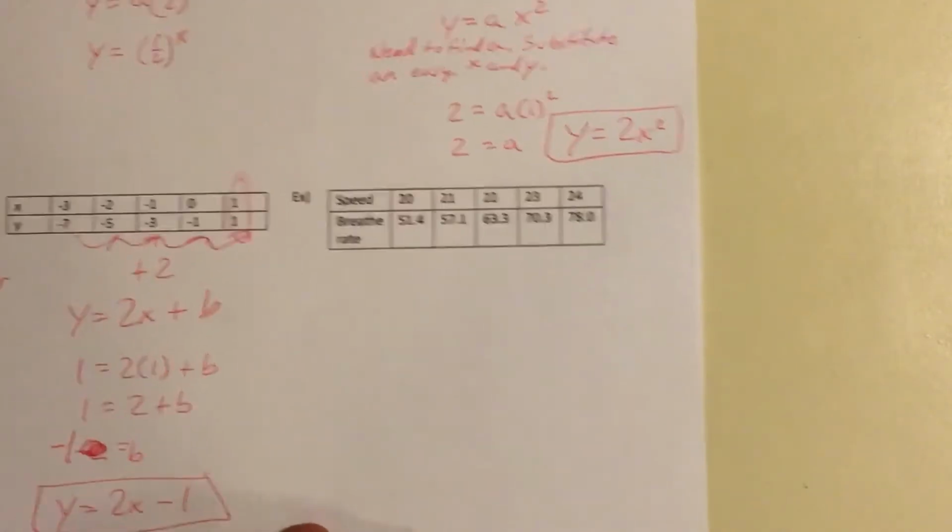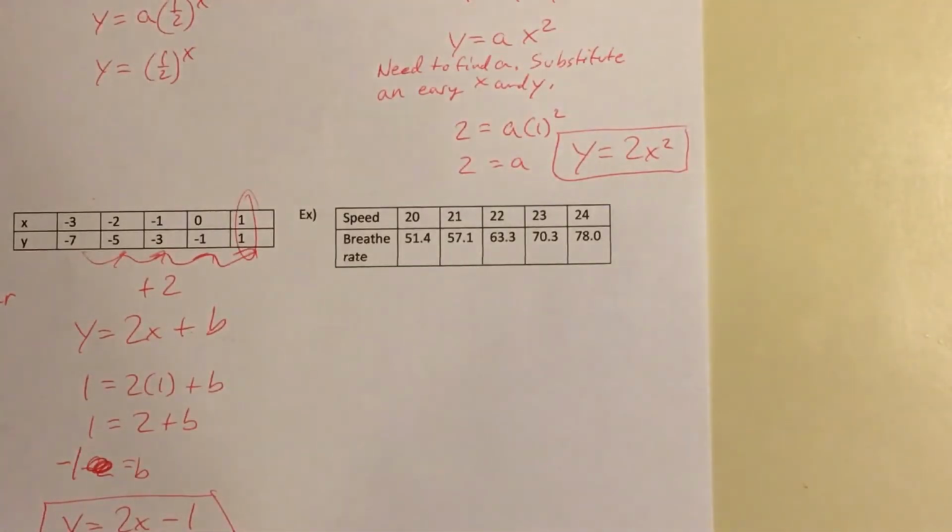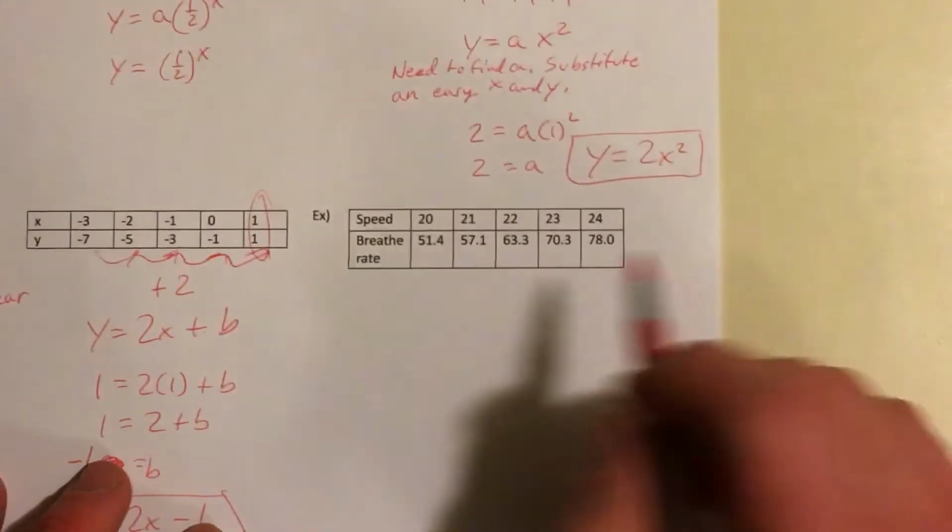And finally, there are all sorts of real-life models that are represented by linear, exponential, and quadratics. And here's one example. The data we have here is speed and breath rate. And I can't remember where this came from. It seems like it was a cycling example, like the speed that they were bicycling and then their breath rate.